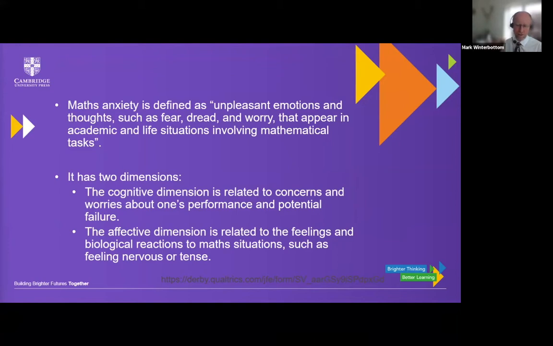So one is cognitive, i.e. about what goes on up here in terms of thinking. It's related to concerns and worries about one's performance and potential failure. So many of you will be familiar with concepts of failure avoidance and not even trying to do the maths in case you can't do it. And then the other is about that more biological reaction. So the kind of reaction that you get when you're faced with a scary situation, it's very similar feelings to that. So the generation of feelings such as nervousness or tenseness.